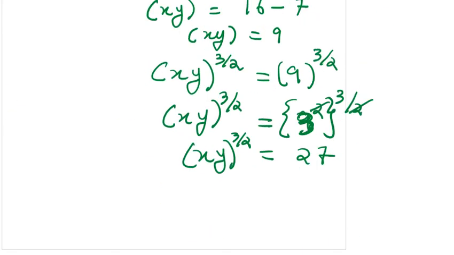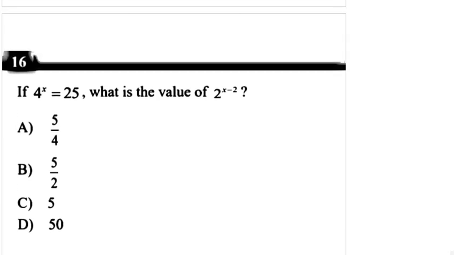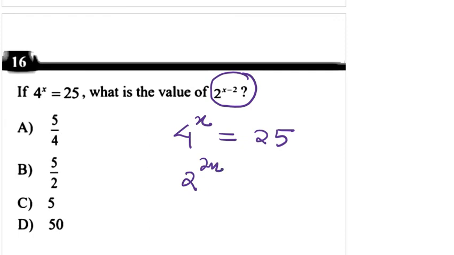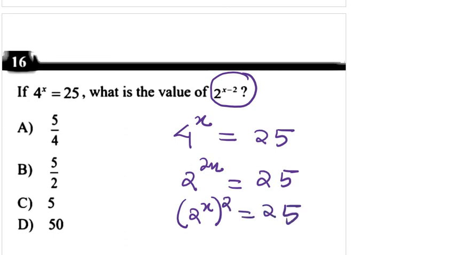Alright, let's move on to our last question for today, students. Question number 16 says 4^x = 25. Then we need to find 2^(x−2). So 2^(2x) is equal to 25. That can be written as (2^x)² = 25. That implies 2^x = ±5.